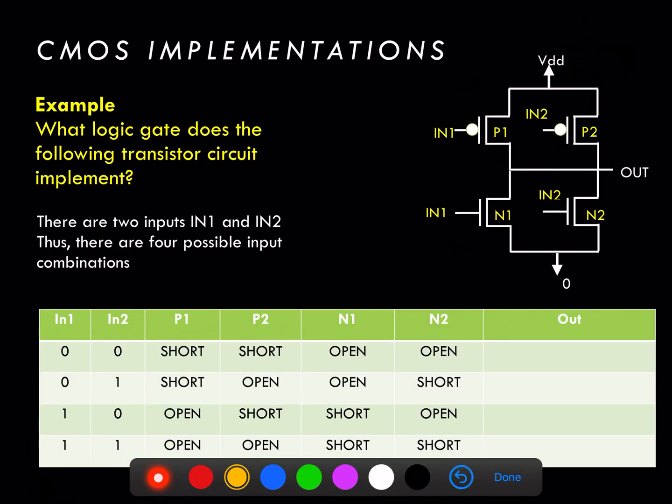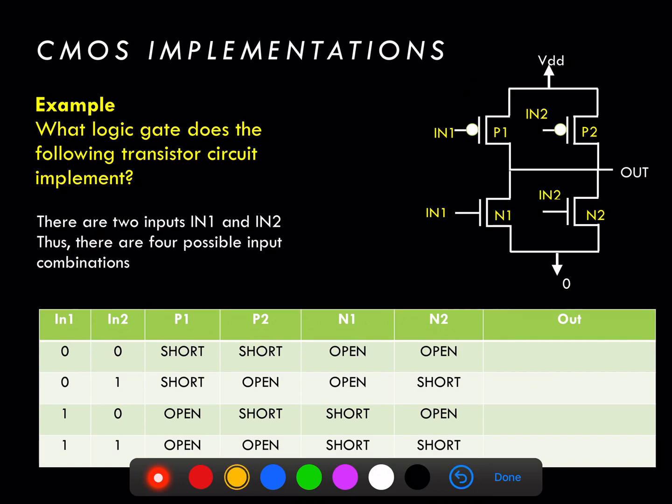Now, not all logic gate implementations work well, and it is possible for designers to make mistakes. So let's see what happens here with this particular implementation on this last example. We've already filled in here the models for the 4 transistors, P1, P2, N1, and N2. So let's take a look at what happens in each case.